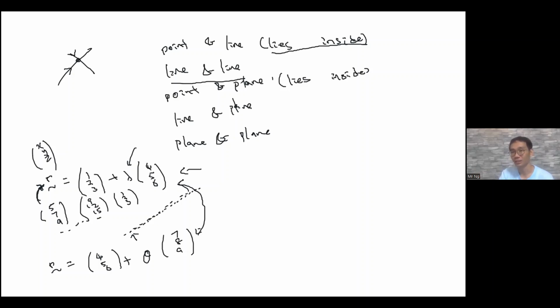Ultimately, the intersection is just a point. So this point satisfies 4 plus 7 lambda, 5 plus 8 lambda, 6 plus 9 lambda. The point also satisfies 1 plus 4 lambda, 2 plus 5 lambda, 3 plus 6 lambda. Get what I mean?